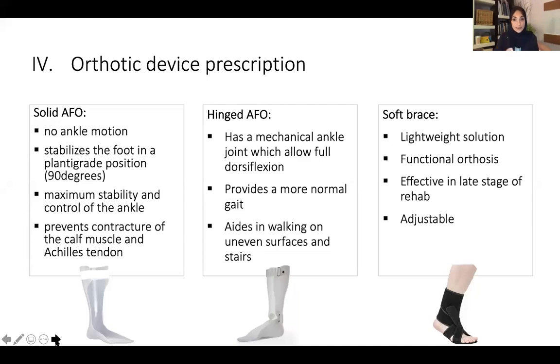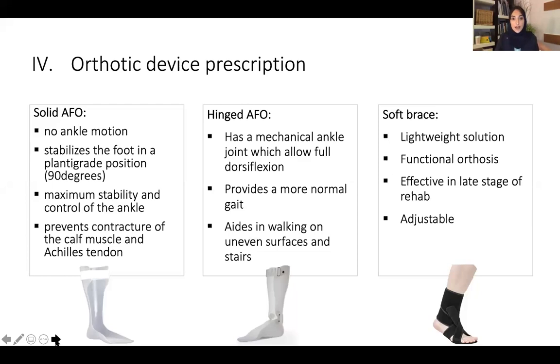Most importantly, it prevents contractures to the calf muscle and Achilles tendon. So this type of AFO is a great choice during the beginning of the rehab course when the patient has either no active movement in the foot or an unstable ankle, or if the patient has marked tightness.